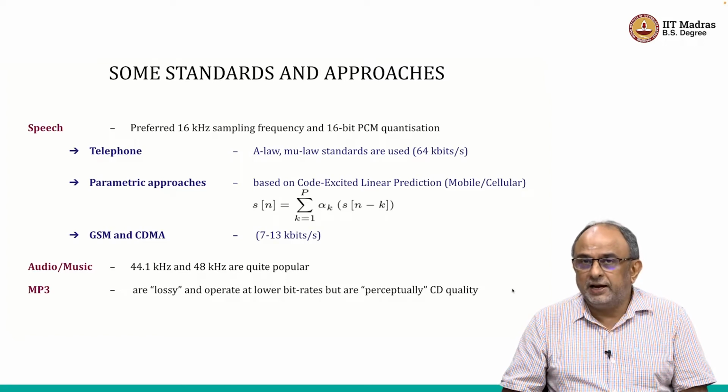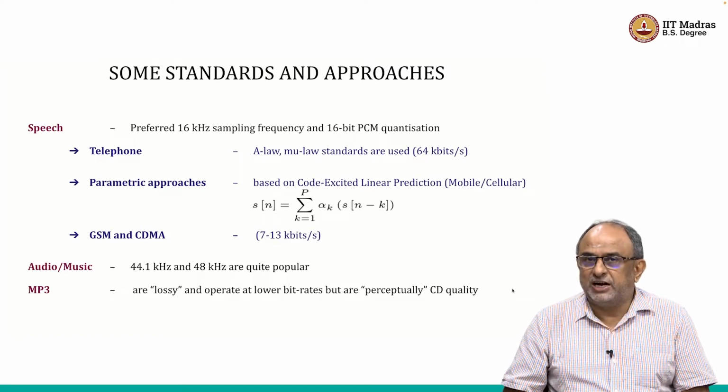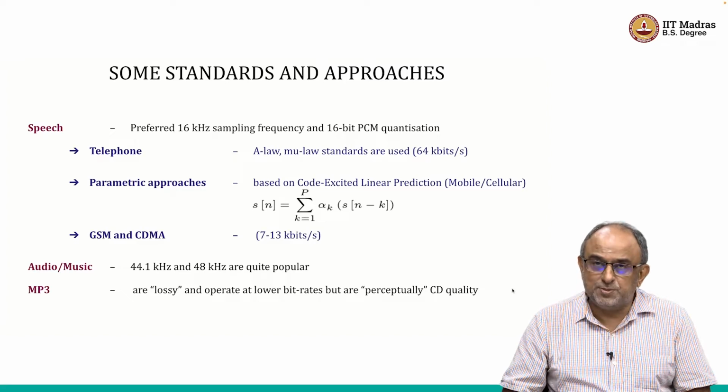Again, we have standards for this mobile voice communication. We have the GSM and the CDMA standards, and typically they operate in the range of about 7 to 13 kilobits per second, which is much less than the 64 kilobits per second that telephone lines use, and much less than the 256 kilobits per second that we deal with.